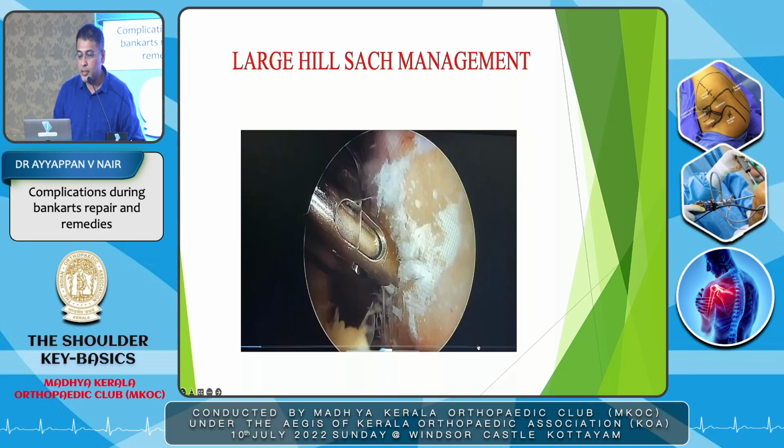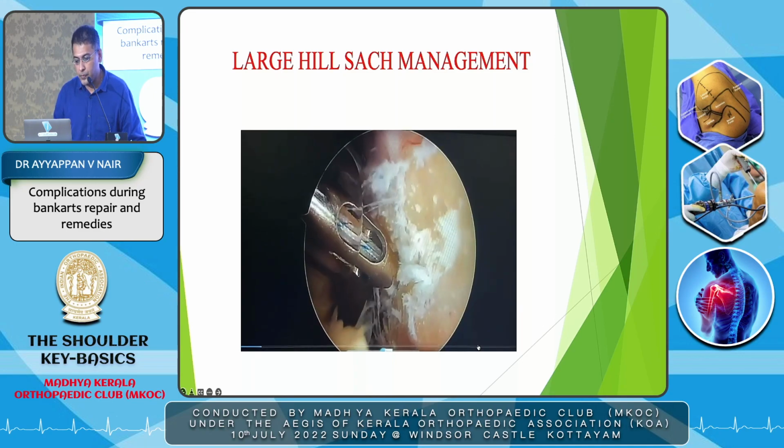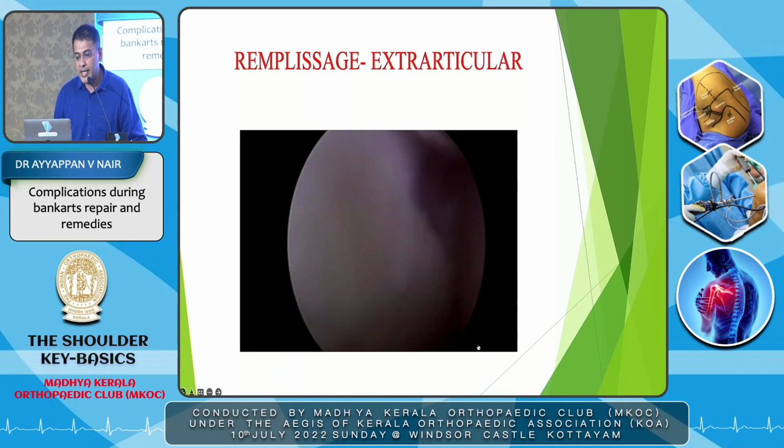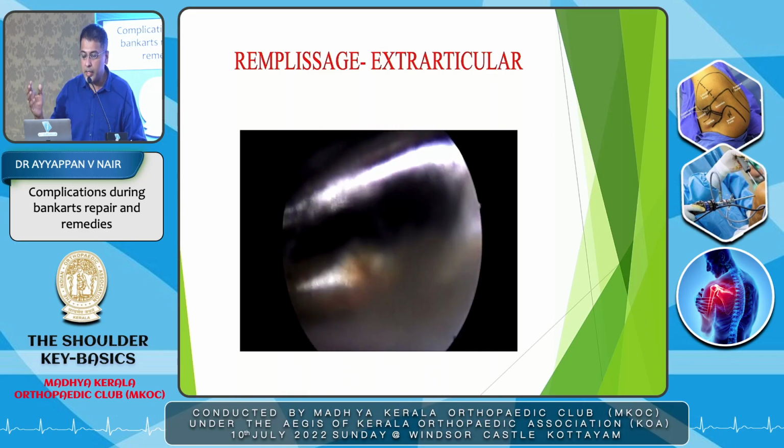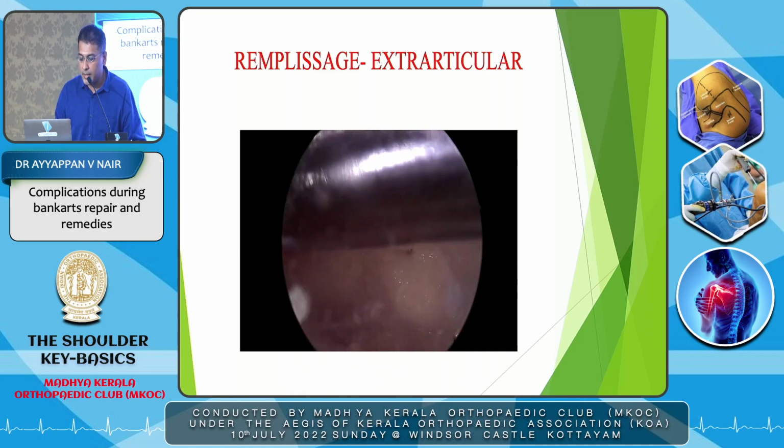In large Hill-Sachs, okay, two anchors you can use. Visualization, not a problem. Always, if you're doing it, please put the anchors first, and you can tie it later after you finish. So there's also an extra-articular technique. This is where we are already past the sutures through the tendon, but the tie is done extra-articular. That's another technique of doing it.